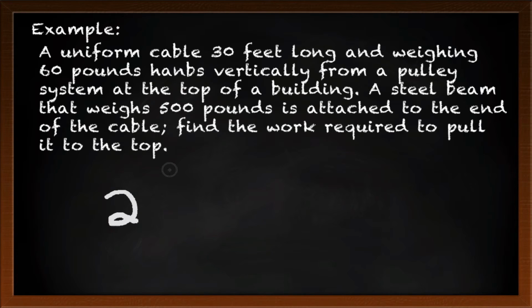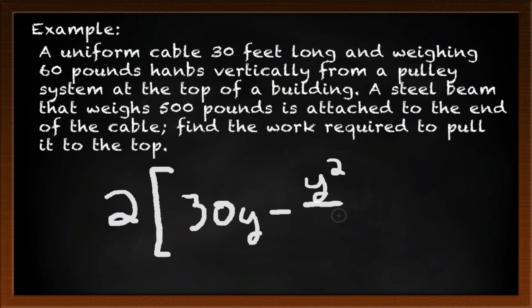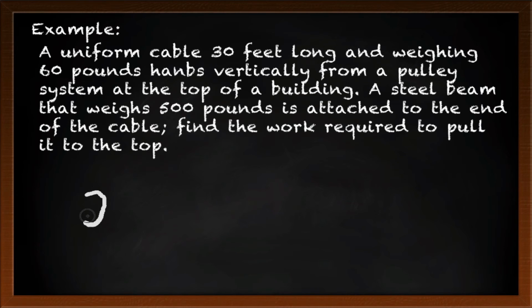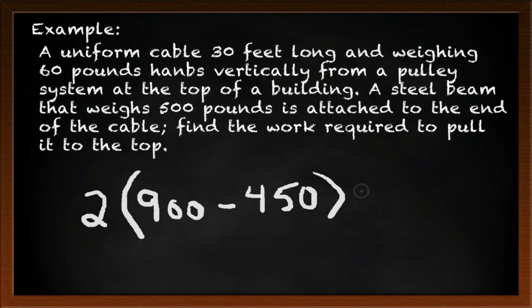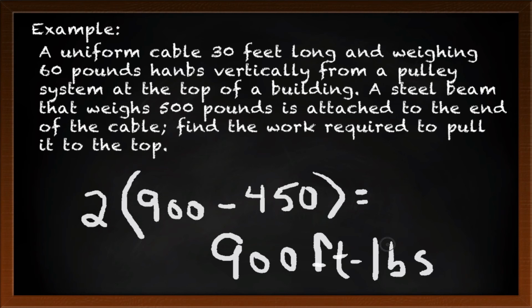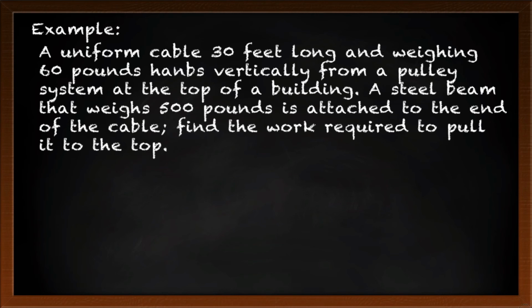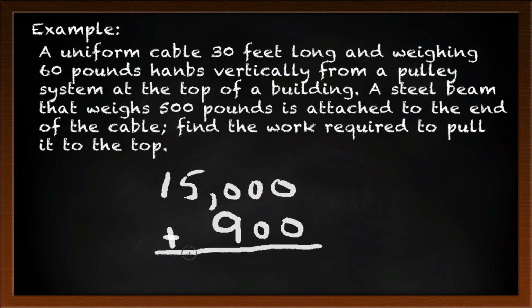The antiderivative of 30 minus y is 30y minus y squared over 2, times 2 from 0 to 30. When we plug in our y, we get 2 times 900 minus 450. That equals 900 foot-pounds. Our initial work, 15,000 plus 900, gives us a total of 15,900 foot-pounds.